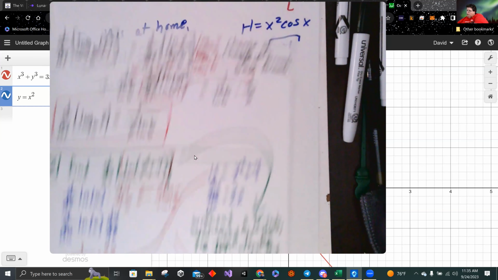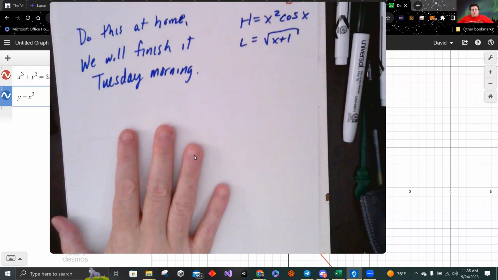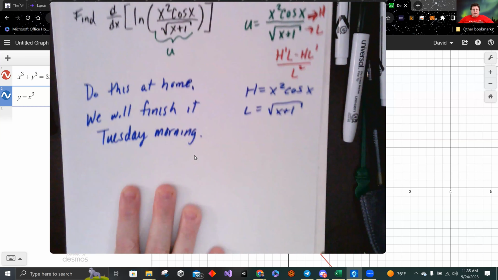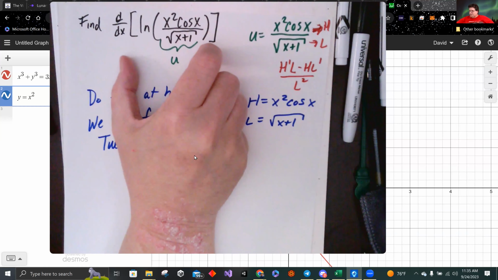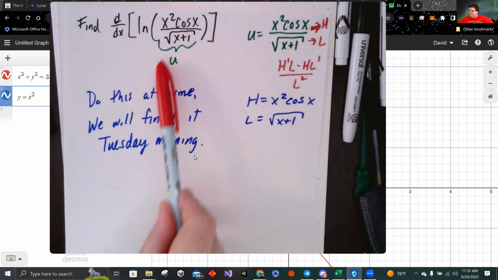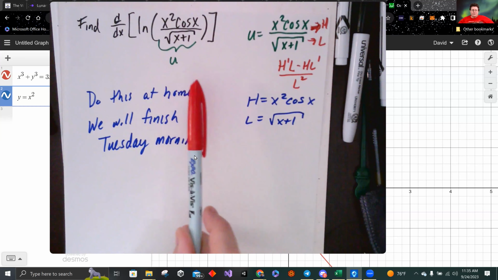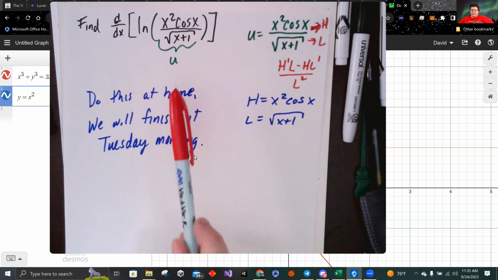One more quick little blurb. I want you to find the derivative of, this is a big thing, natural log of x squared cosine x over the square root of x plus 1. I recommend doing u for a u sub. I don't even know that I would want to try to do the chain rule without doing a u sub, because there's a lot going on here.